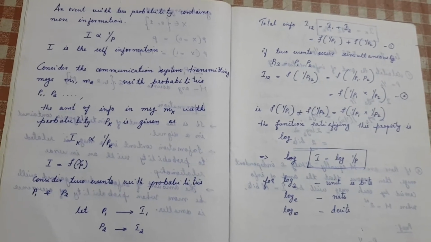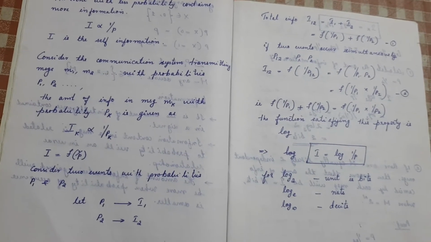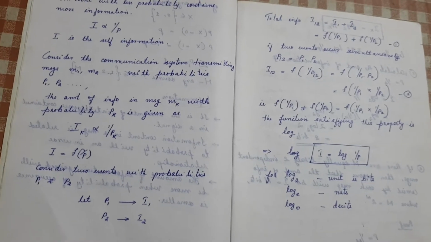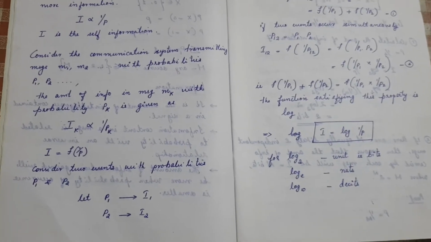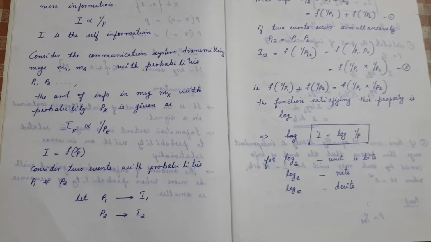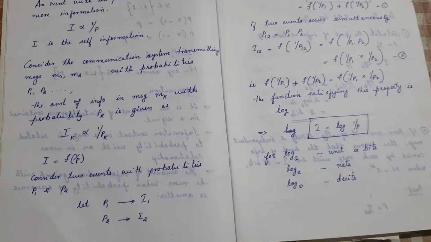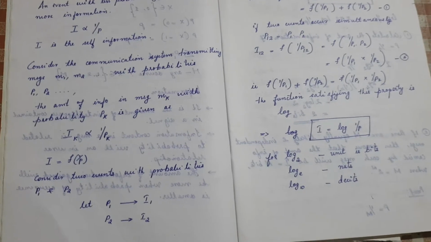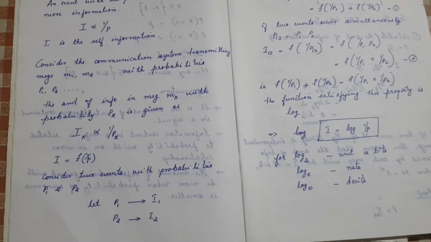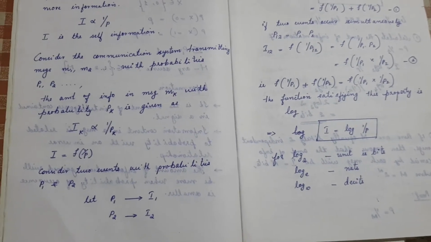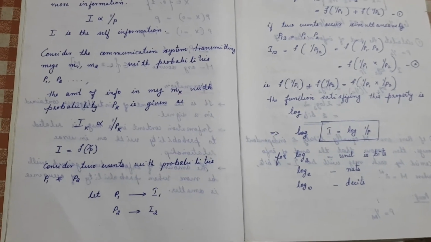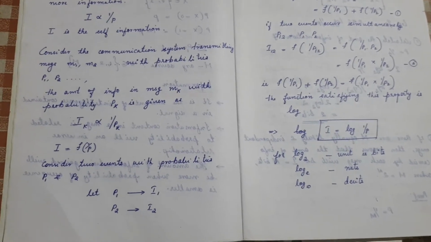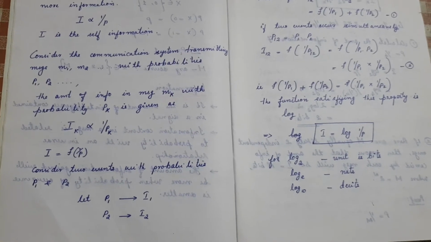Okay, so now we have a relationship between I and P, that is, self-information and probability. Now we need to find out how you equate information and probability. In order to find that relationship, you can consider a communication system that is transmitting some messages like M1, M2, etc. with probabilities P1, P2, etc. That is, each message M is considered to have a probability P.